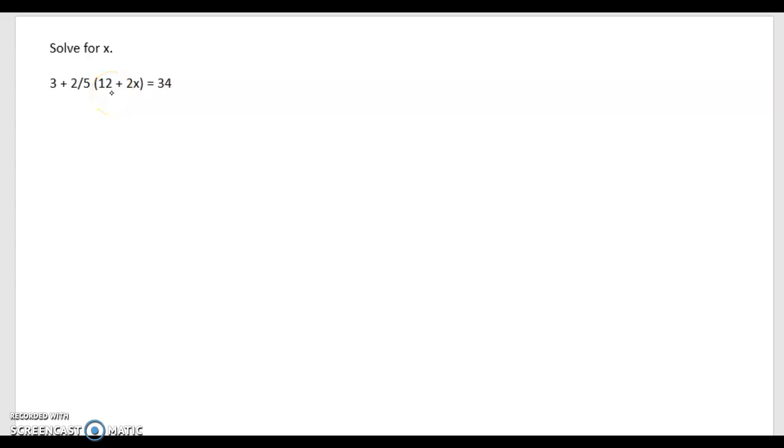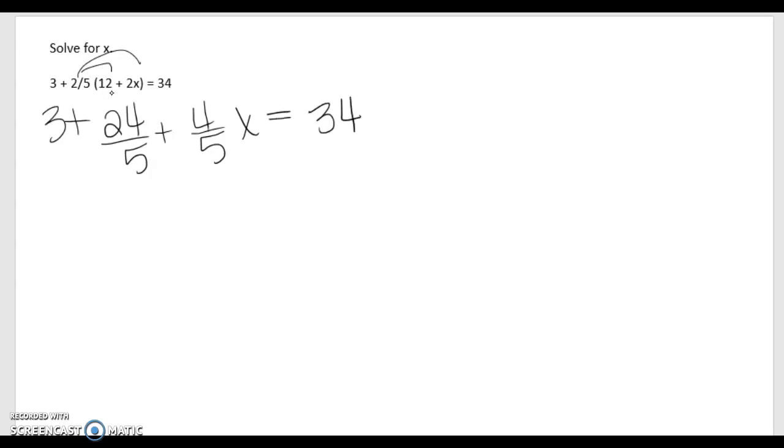Anytime you see parentheses with a number out front, we're going to be distributing that parentheses. So I'm going to have 24 over 5 plus 4 over 5x equals 34, and I still have that 3 plus out front.